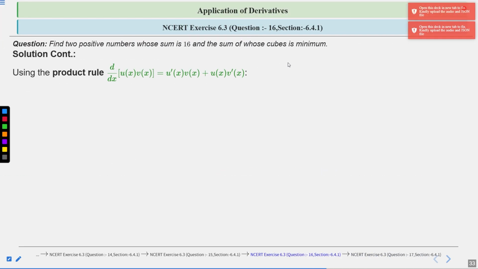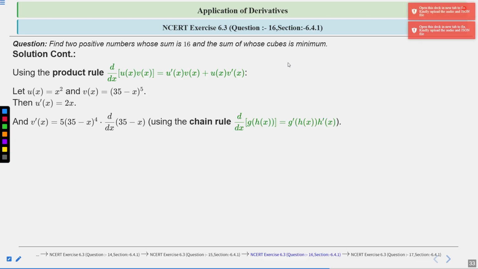Now using the product rule, which is d upon dx of ux into vx will be equal to u dash x into vx plus ux into v dash x. So let ux be equal to x square and vx be equal to 35 minus x whole to the power 5. Then u dash x will be equal to 2x, right? And v dash x will be equal to 5 times 35 minus x whole to the power 4 into d upon dx of 35 minus x, using the chain rule, which is d upon dx of g of hx is equal to g dash hx into h dash x, okay?